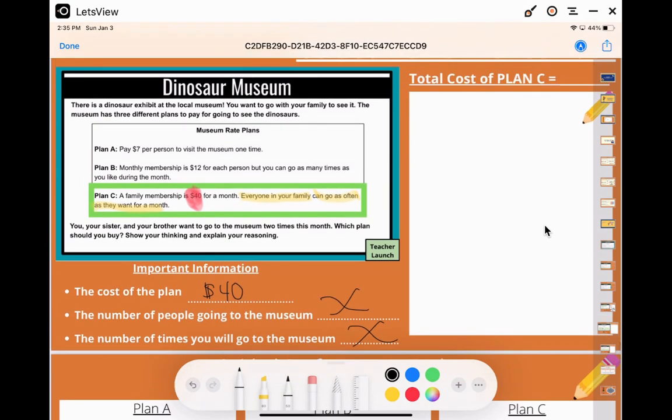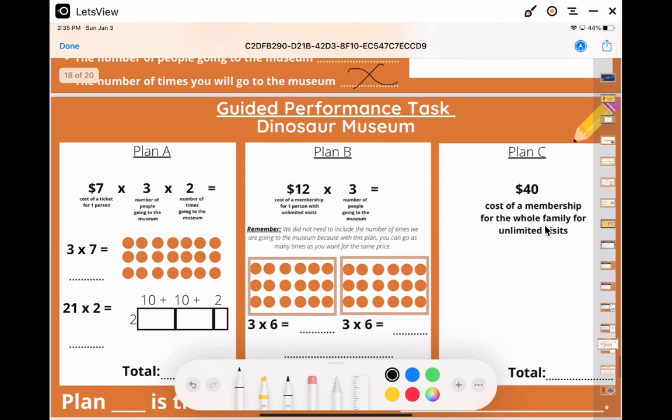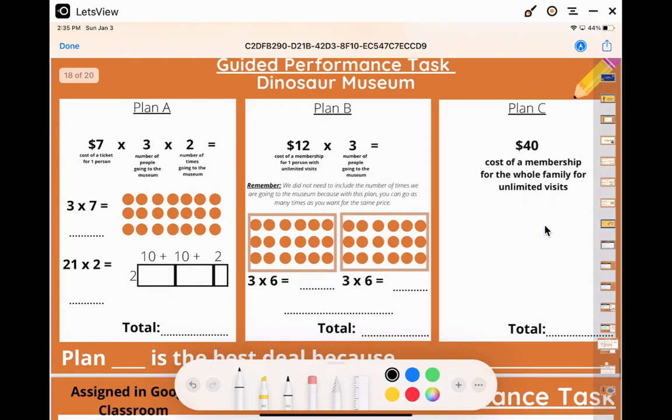And because we only have one number that we're worrying about, the total cost for your family to go on Plan C is $40. No more math to do, guys. Told y'all that one was easy. So let's evaluate. I got a lot going on here, guys. So let's take a look at everything that we came up with today.